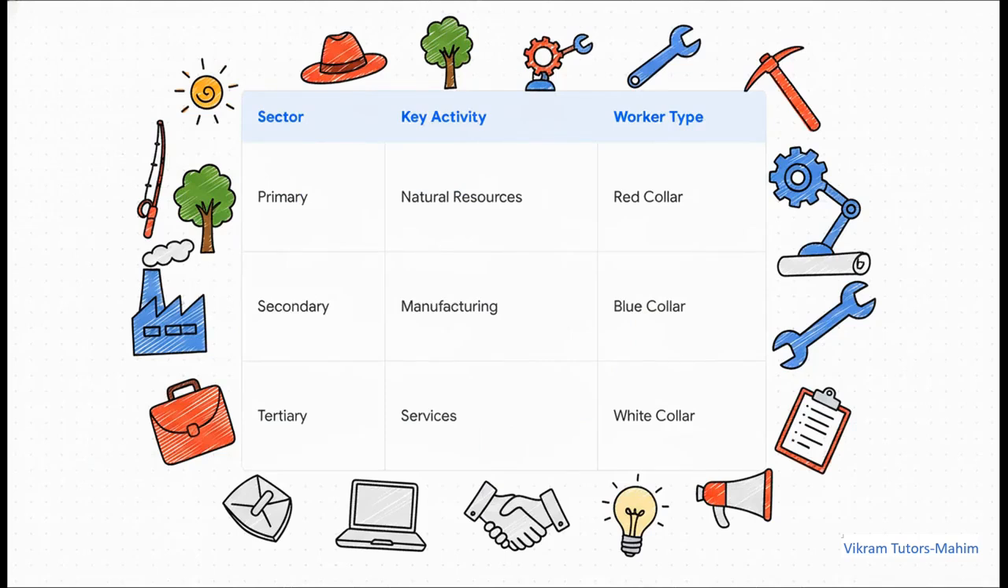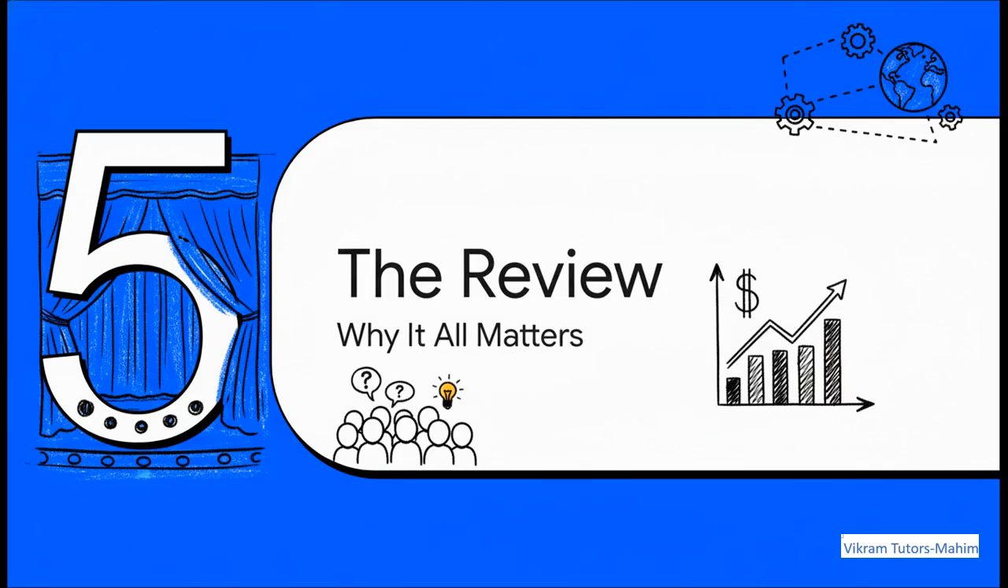And what's really fascinating is how the source material gives us names for the workers on each of these stages. People in the primary sector doing that hands-on outdoor work, they're called red-collar workers. Manufacturing folks are blue-collar, and service workers, like in an office, are white-collar. So the type of work you do literally defines the costume you wear in the play. Pretty cool, huh? And scene.